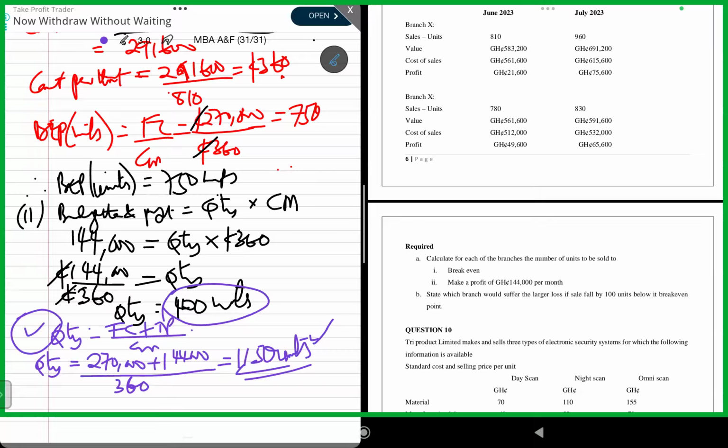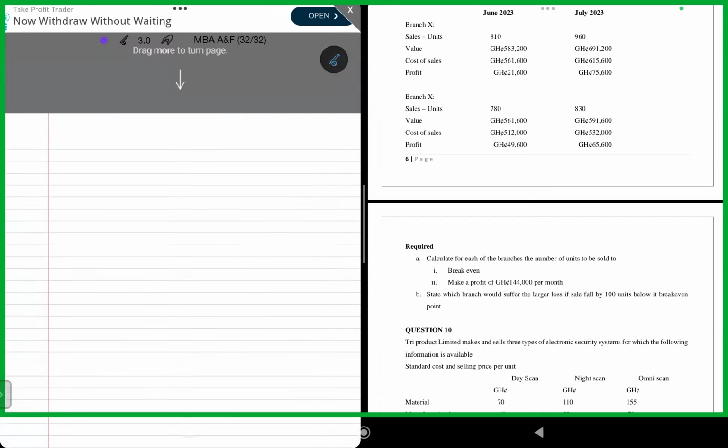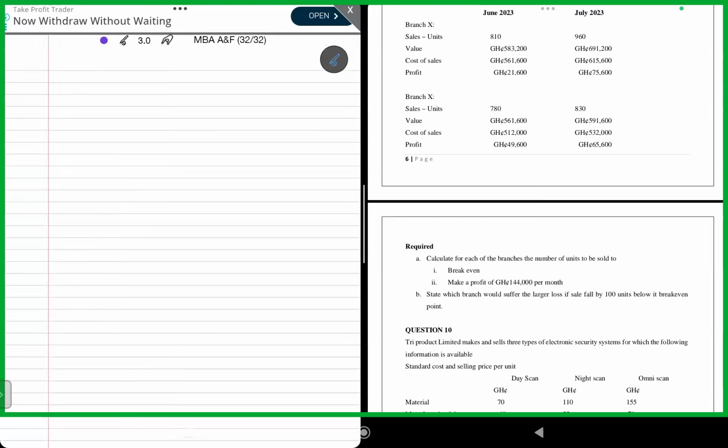So you use the same approach for Y. Let's go to the B. So let's adopt the second approach. Okay, let's go to the B. The B says, state which branch would suffer the larger loss if sales fall by 100 units below its break-even point. So basically, this is more of like the margin of safety. State which branch would suffer the larger loss if sales fall by 100 units.